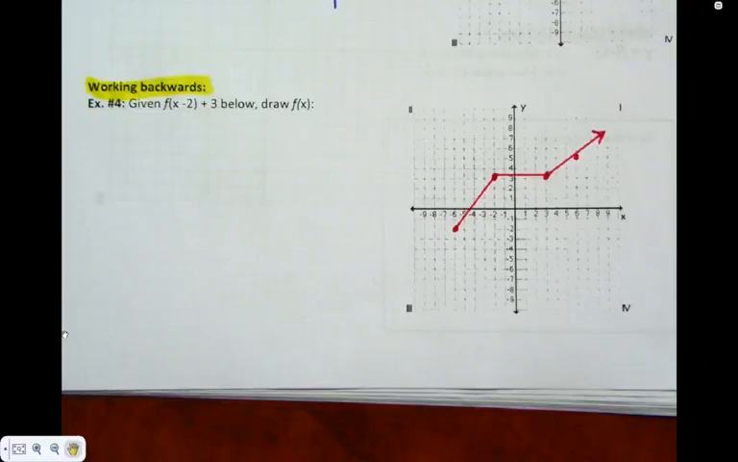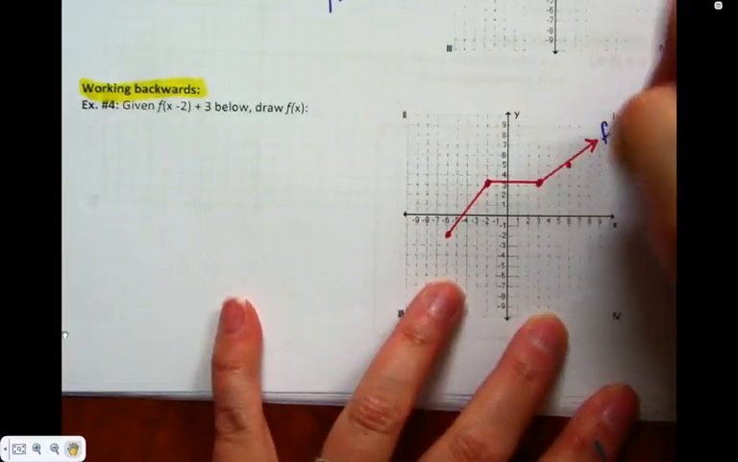Now the question says, given f of x minus 2 plus 3 below, draw f of x. So let's just label this so that later you know what this was.